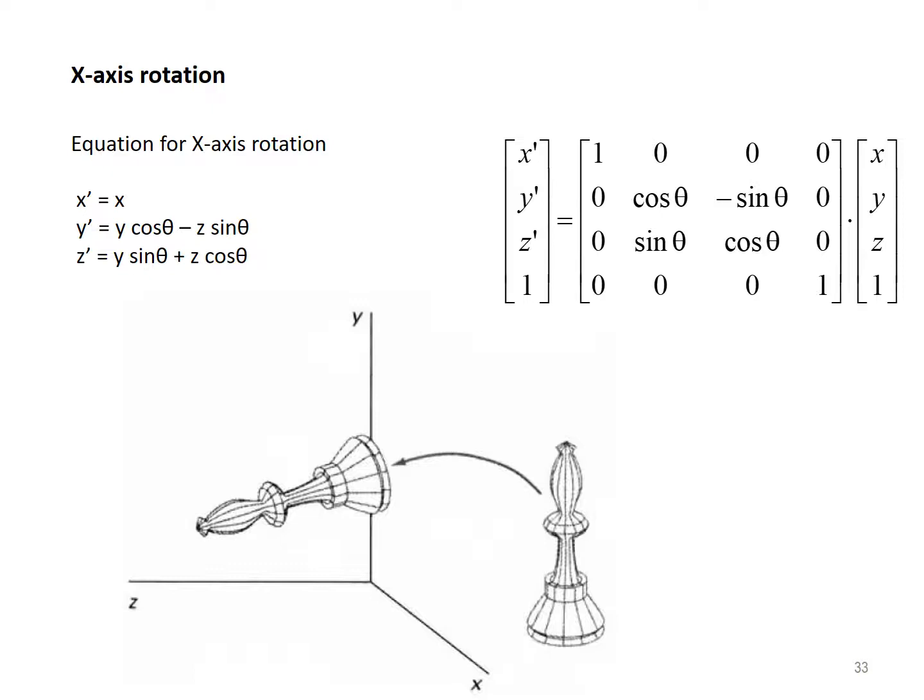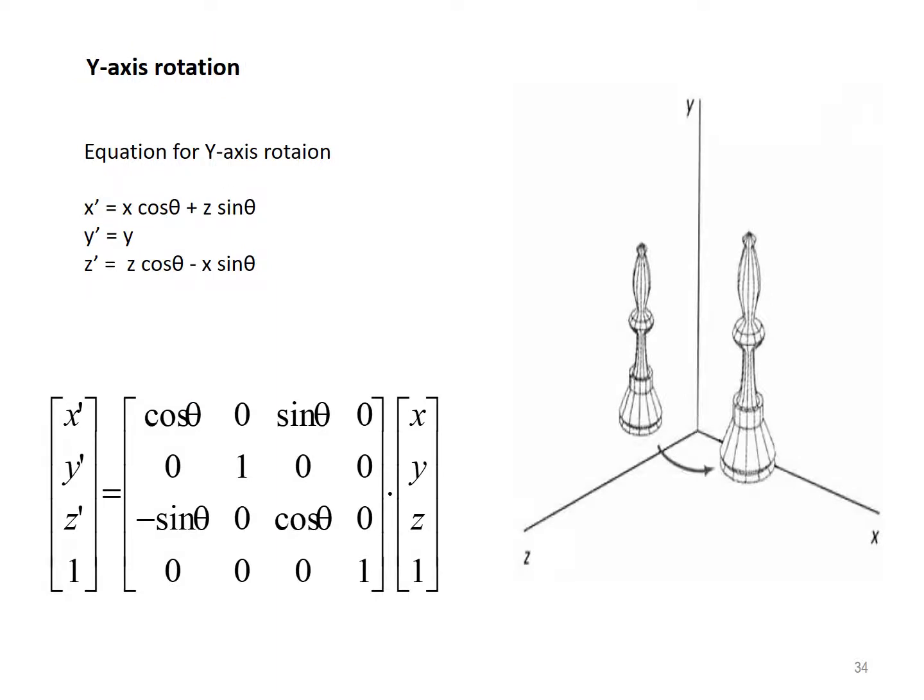Rotation with respect to x-axis. The resultant coordinates after the rotation with respect to x-axis are represented as x dash equal to x, y dash equal to y cos theta minus z sin theta and z dash equal to y sin theta plus z cos theta. And the resultant matrix is represented as 1, 0, 0, 0, 0, cos theta, minus sin theta, 0, 0, sin theta, cos theta, 0, 0, 0, 0, 1.